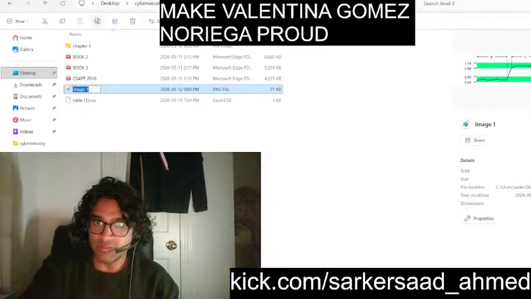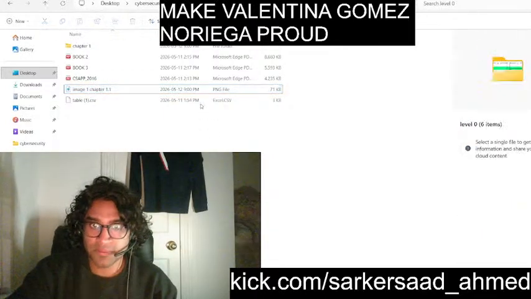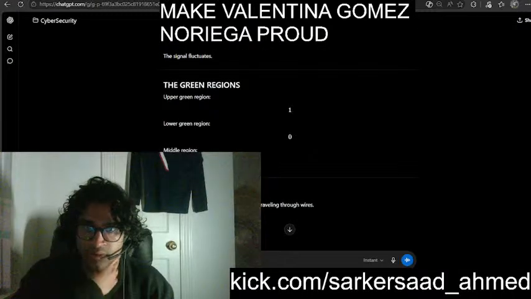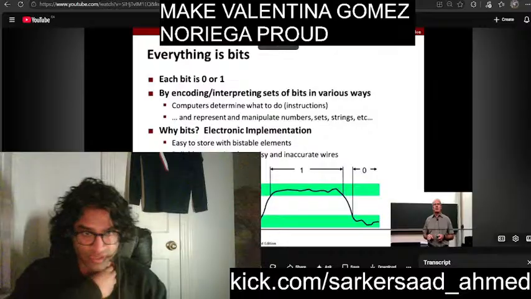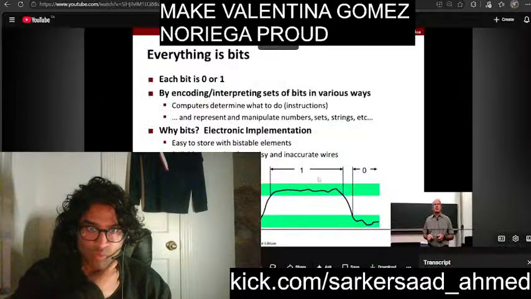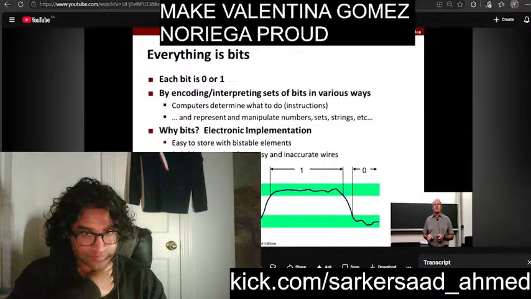So this will be image one, chapter 1.1. Based on the figure, the upper region is 1. So if I draw the graph, actually, I'm going to draw the graph.